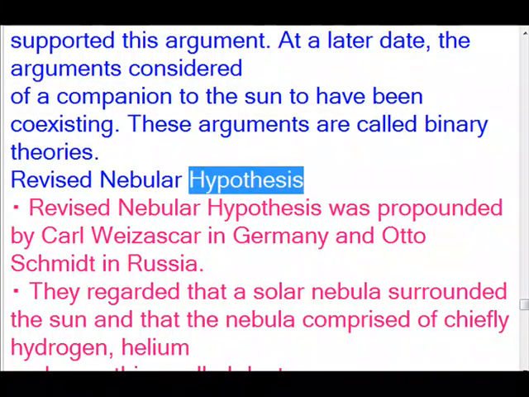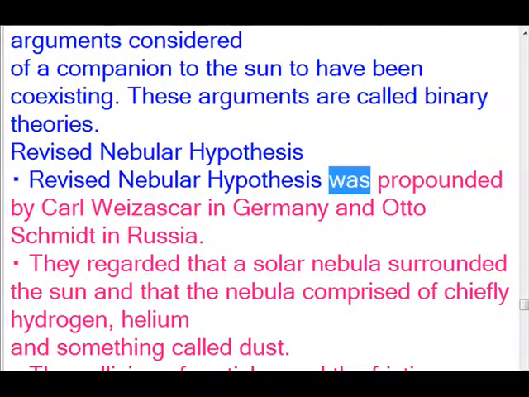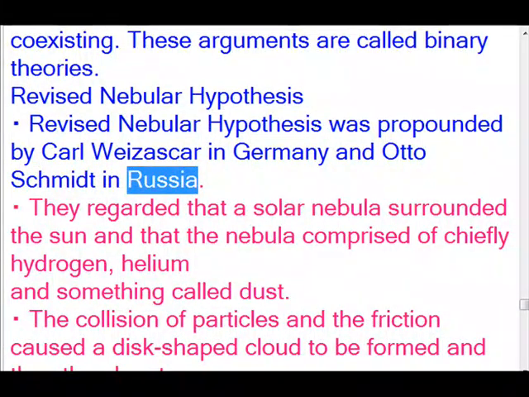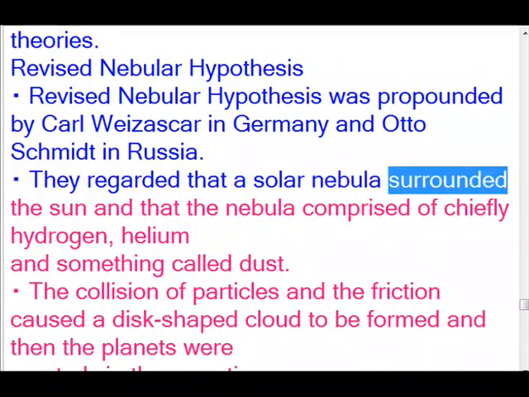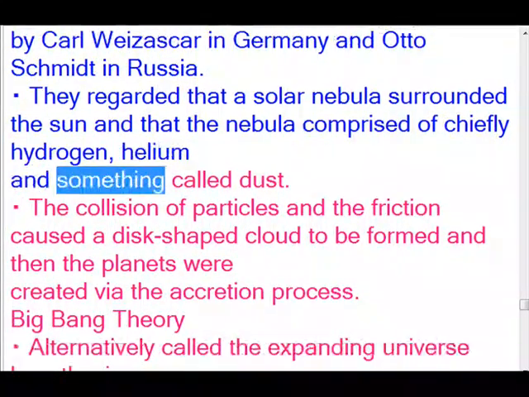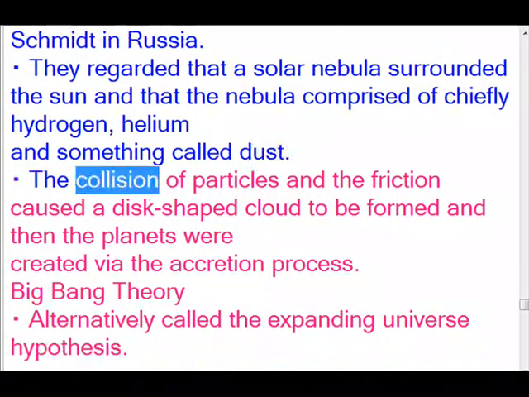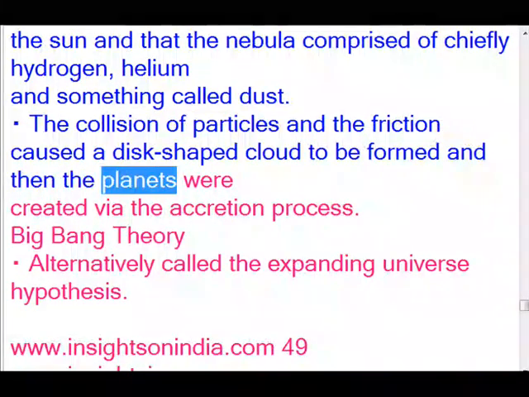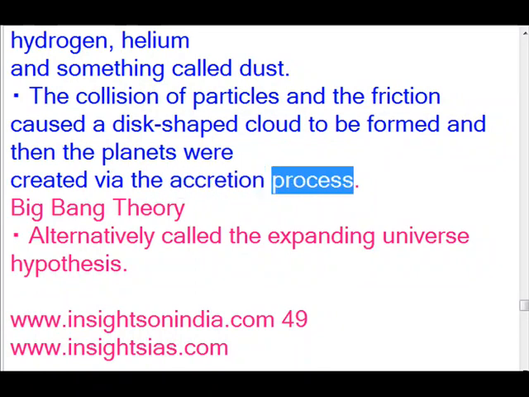Revised nebular hypothesis. The revised nebular hypothesis was propounded by Carl Weizsäcker in Germany and Otto Schmidt in Russia. They regarded that a solar nebula surrounded the sun and that the nebula comprised chiefly hydrogen, helium and something called dust. The collision of particles and the friction caused a disk-shaped cloud to be formed, and then the planets were created via the accretion process.